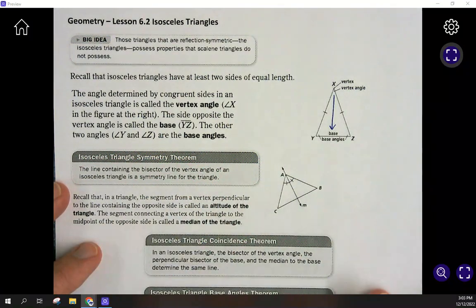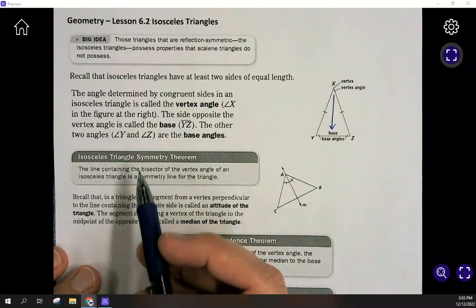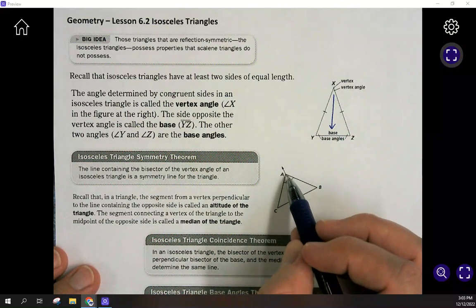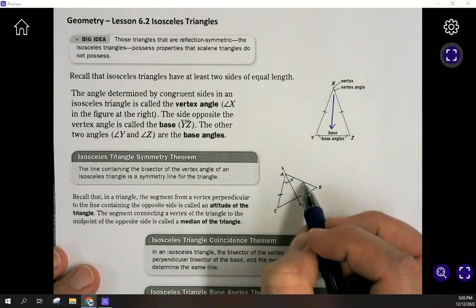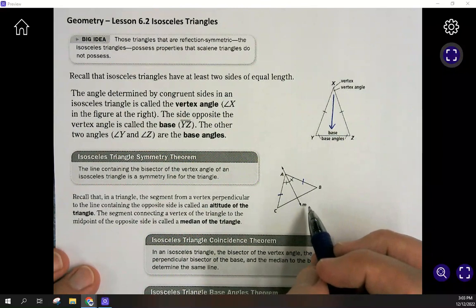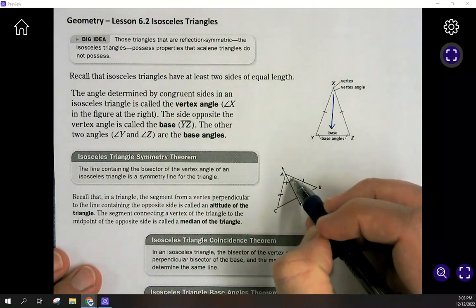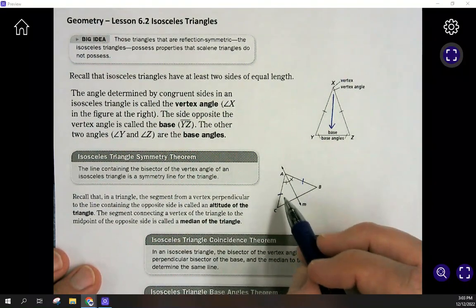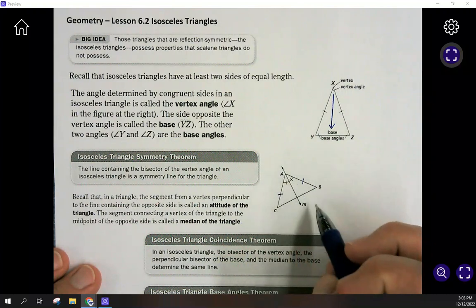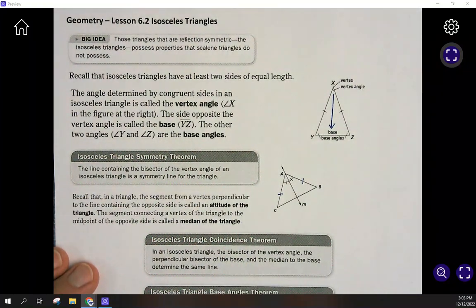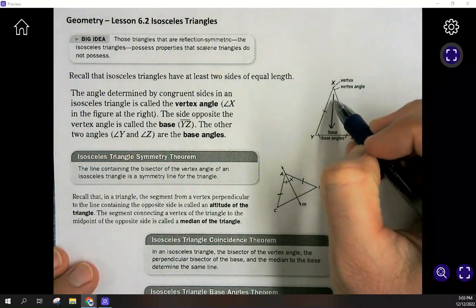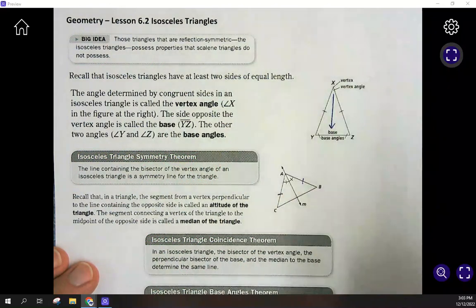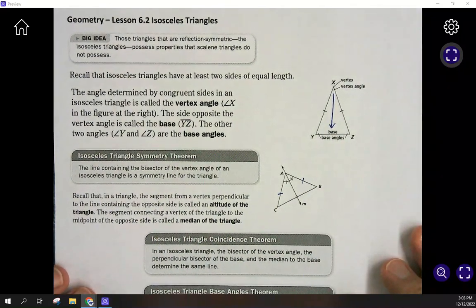All right, so the first theorem we're going to take a look at here is called your isosceles triangle symmetry theorem. So the line containing the bisector of the vertex angle. So if we know that this side equals this side, and this is an isosceles triangle, the bisector of this angle is going to give symmetry to this triangle, meaning both sides are going to be a reflection across this line. So that's true for all isosceles triangles. If I cut them straight down, bisect the vertex angle, that's going to give that triangle some symmetry, or I could reflect over that line.